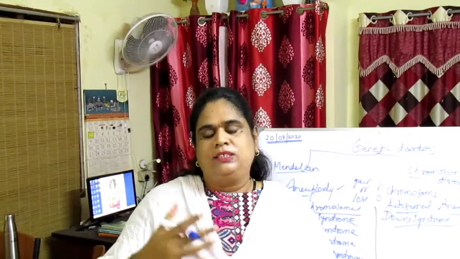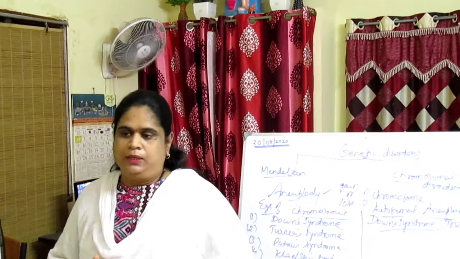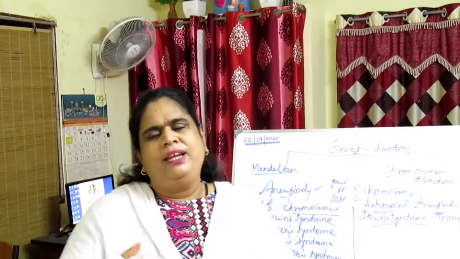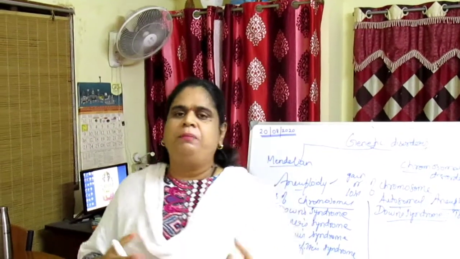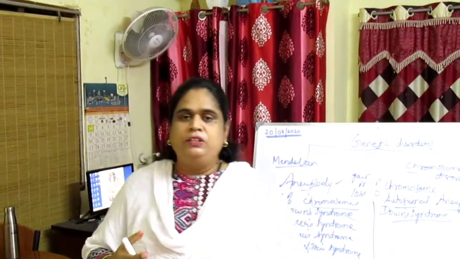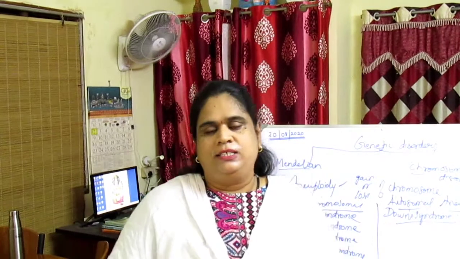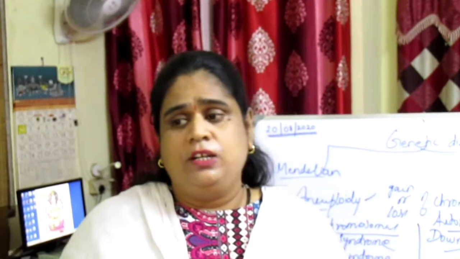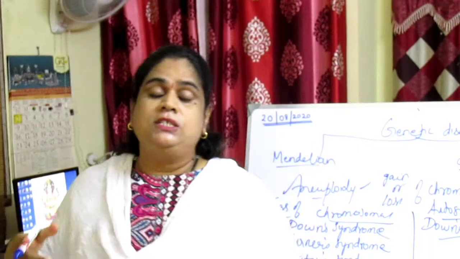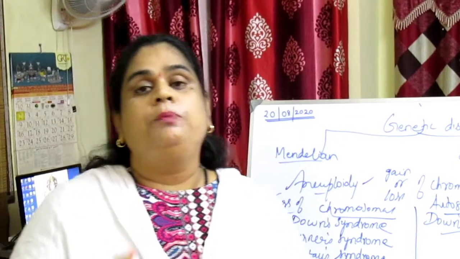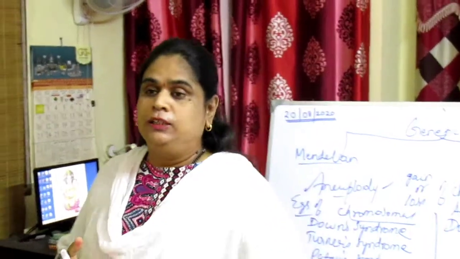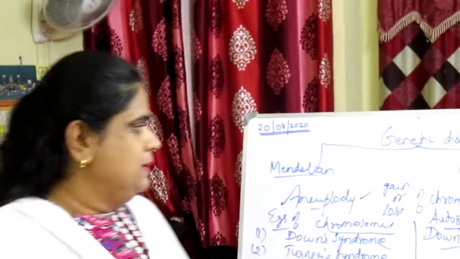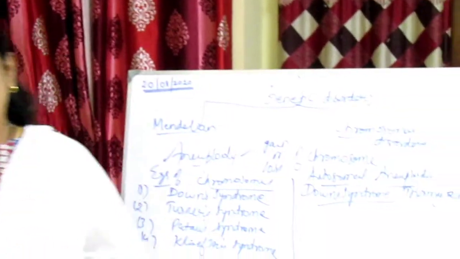The symptoms of Down syndrome are characterized by severe mental retardation, defective development of the CNS, that is the central nervous system, increased separation between the eyes, a flattened nose, a mouth that is constantly open, and a protrusion of the tongue. These are all the symptoms of Down syndrome.